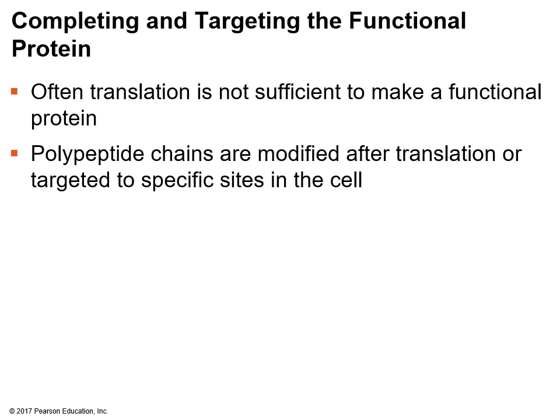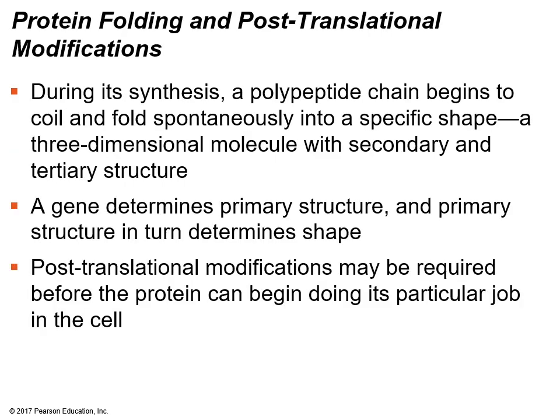Often translation is not sufficient to make a functional protein. Polypeptide chains are modified after translation or targeted to specific sites in the cell. So even after we make the polypeptide after translation, the polypeptide might need to be folded further and also further modified in order to produce our final protein product.